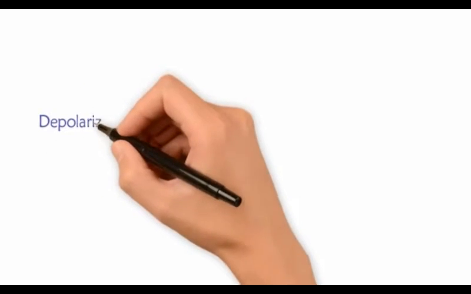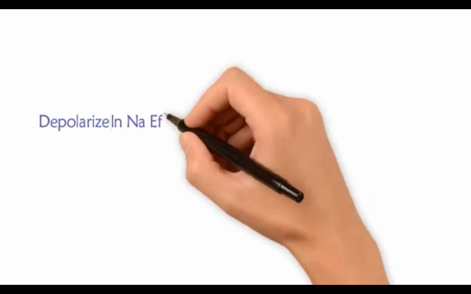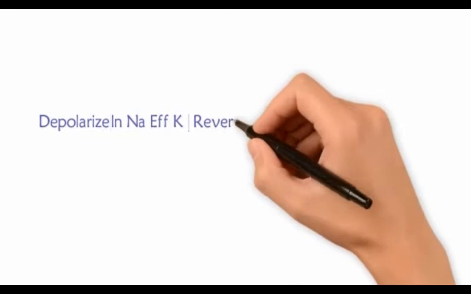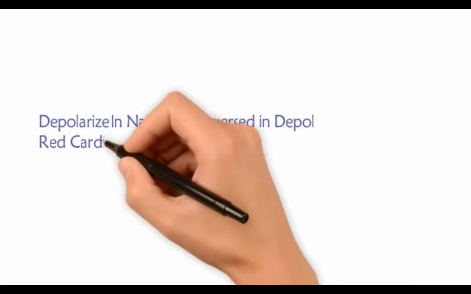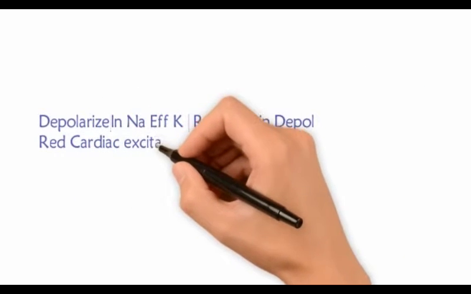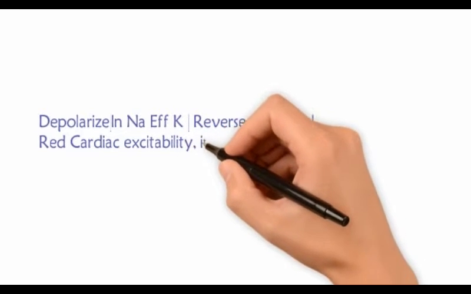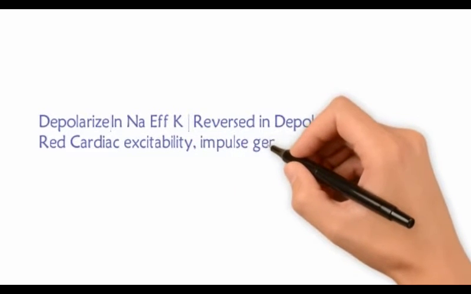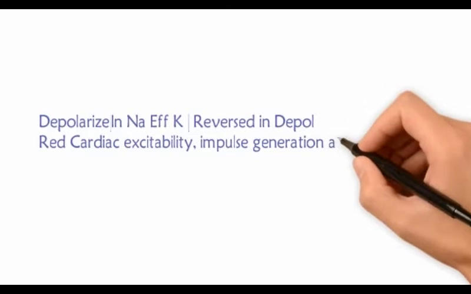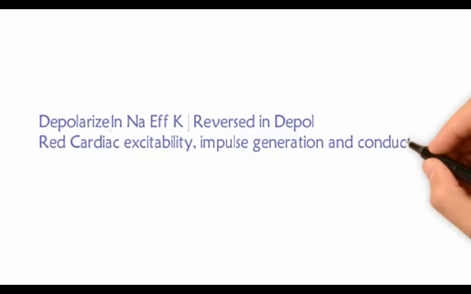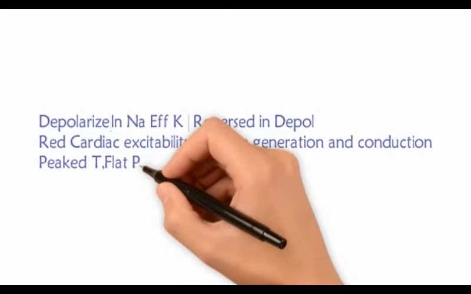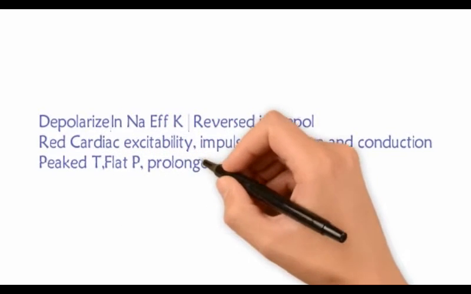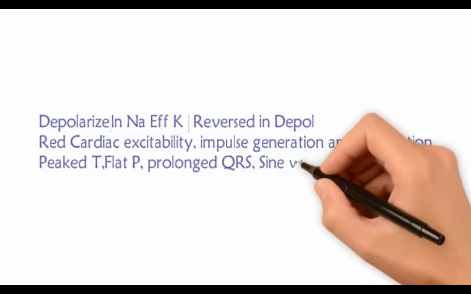The action potential is a wave of depolarization followed by a wave of repolarization. During the depolarization, there is an influx of sodium with an efflux of potassium. The sodium-potassium pump reverses this phenomenon. During hyperkalemia, there is excessive potassium outside the cell. There is a reduced cardiac excitability and in addition, a reduced impulse generation and conduction.